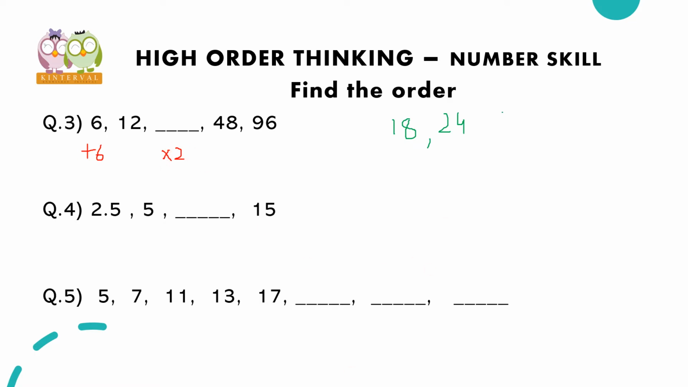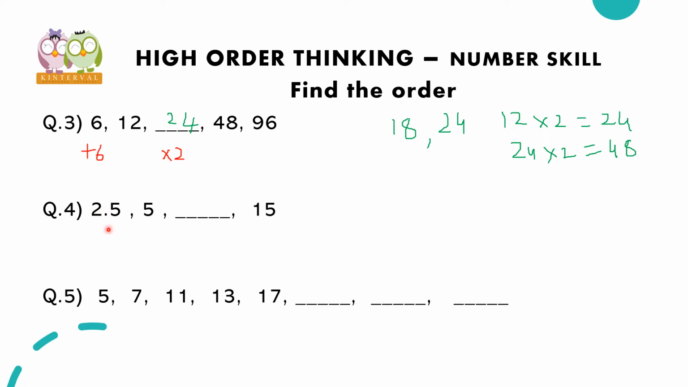6 twos are 12, then 12 twos give you 24. And of course 24 multiplied by 2 gives you 48, which they have already given in the fourth place. So this matches, and 48 multiplied by 2 gives you 96. So this answer is correct. It's a multiplication by 2. This type of question comes in pattern or skip counting. So the answer is 24. Now here they have given you decimals: 2.5 and 5.